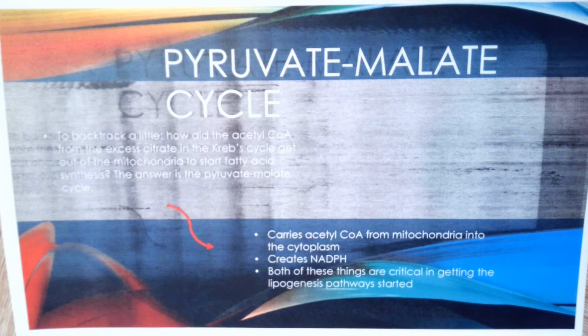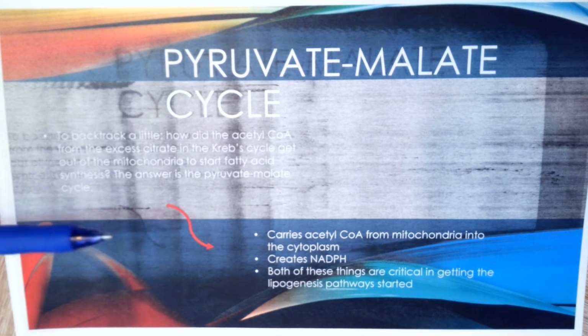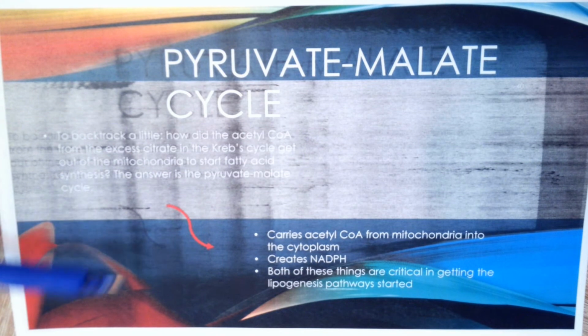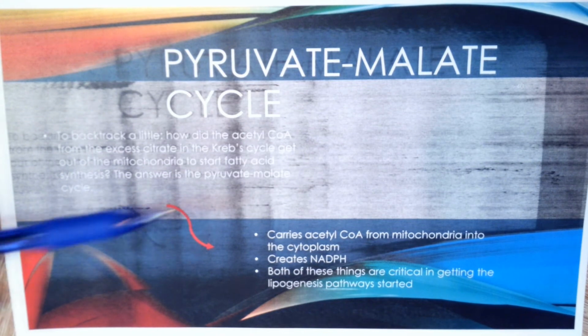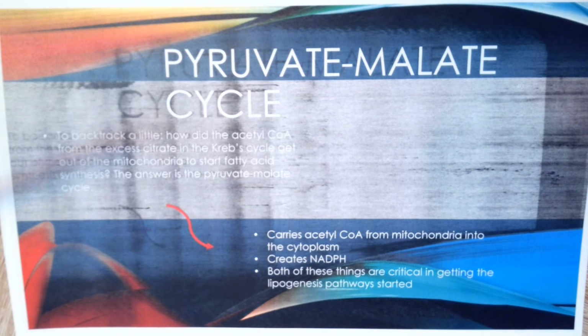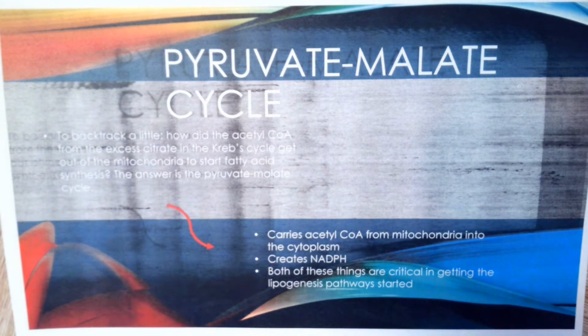Okay, so this is our pyruvate malate cycle video. This should be a super quick video because we've mentioned this before. If you think back to not our previous video, but the one right before it, when we were talking about lipid synthesis, we saw our citric acid leaving the Krebs cycle, leaving the mitochondria, going out into the cytoplasm to become acetyl-CoA and to then begin the process of fatty acid synthesis.